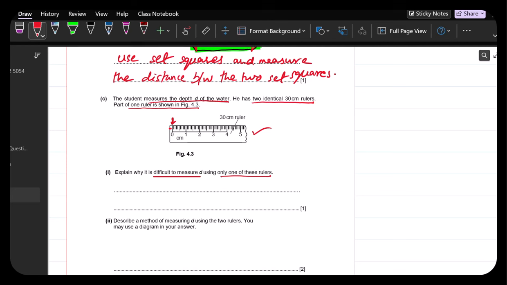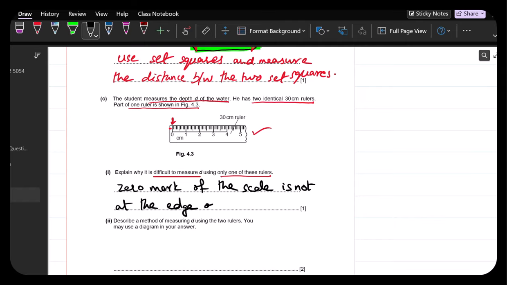So the reason, if I write it, I would say the zero mark of the scale is not at the edge of the meter rule. This is the problem with the ruler. If I have this as a tray and I place a scale here, zero is somewhere here. So I'm unable to measure this gap. So this is the reason why a single meter rule is not fine.